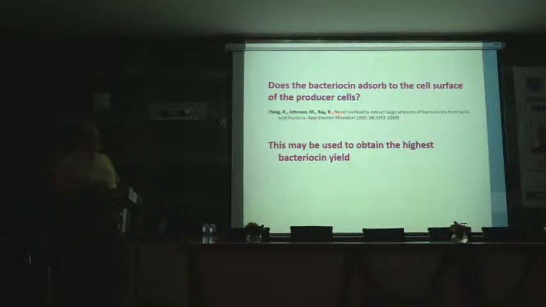This method was proposed a very long time ago in 92, but still it's one of the good methods for quickly obtaining semi-purified bacteriocin. The only problem is that only a few bacteriocins stay attached to the surface of the producer. Most of them go in the supernatant. So you check if it's this case, great. If it's not, you need to look for another way.